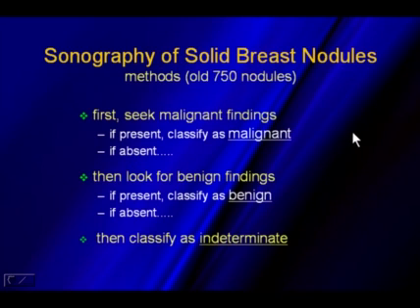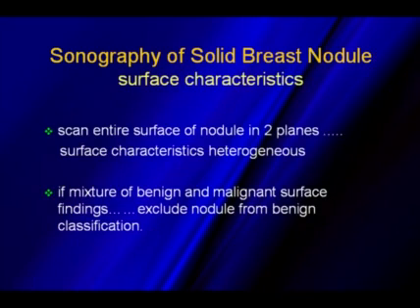Now, just the opposite of our judicial system, with breast sonography, what we want to do when we find a solid lesion is think of it as being something worrisome. So the first thing we're going to do is seek malignant findings. Once you have looked for malignant findings and you haven't seen any, then what you want to do is make sure you can classify the lesion as being benign. If you cannot classify it as being benign, then we have to classify it as indeterminate, and if it's indeterminate, it's recommended for a biopsy.